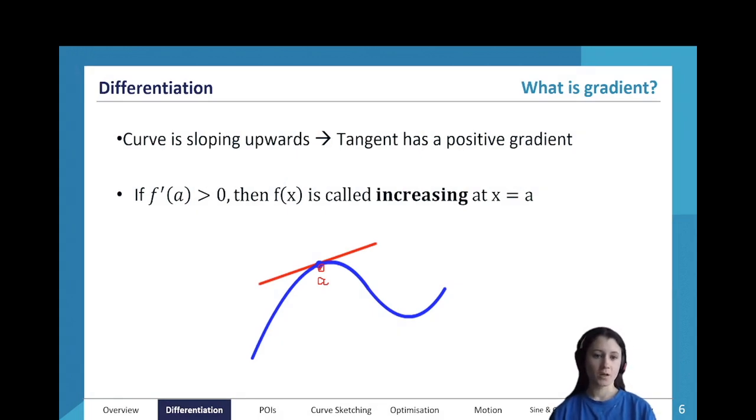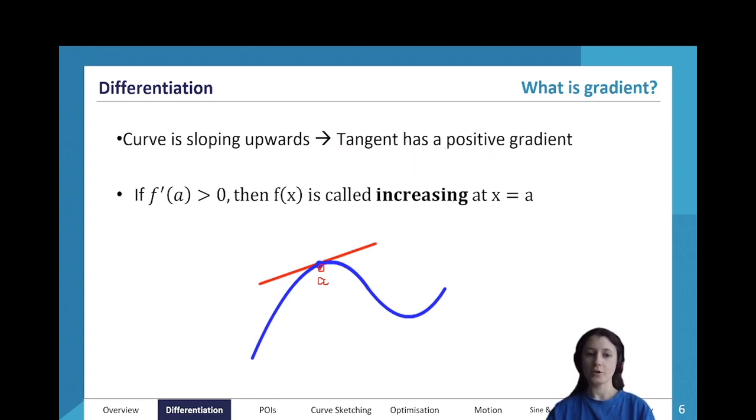Let's start with a review of differentiation, and we'll first go through what a gradient is. Remember, the gradient is essentially how steep a curve is and in what direction. So if the curve is sloping upwards, then the tangent has a positive gradient.